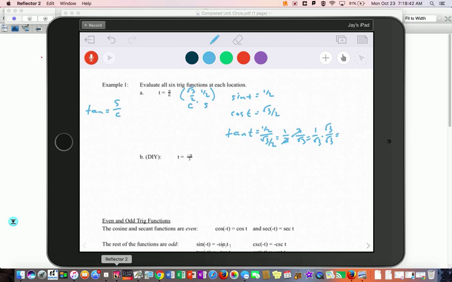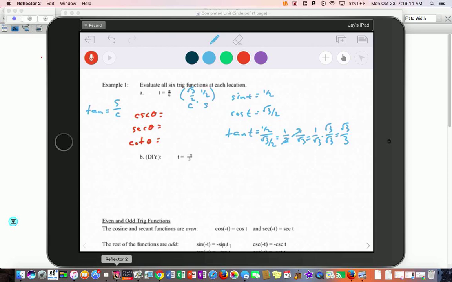So 1 times root 3 is root 3. Root 3 times root 3 is 3. So there's my sine, my cosine, and my tangent. Ran out of room a little bit, so normally then I would do cosecant, secant, and cotangent. I wrote theta again for the angle. You can just do t.